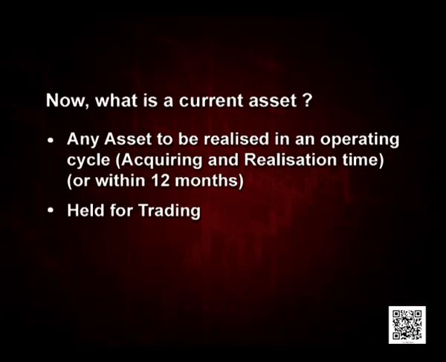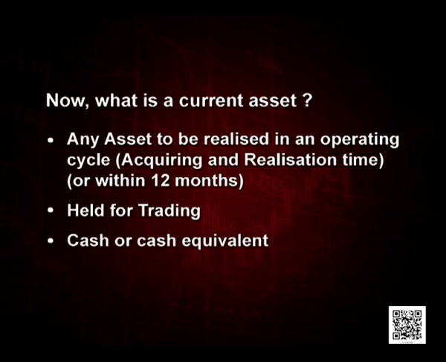So whatever asset is realized in an operating cycle is a current asset if it is held for trading or it is a cash or cash equivalent. So naturally non-current asset means which is not fulfilling these conditions. So let us start with our non-current asset first.